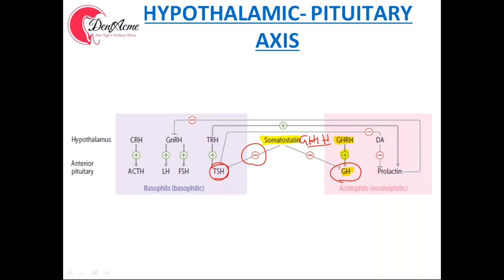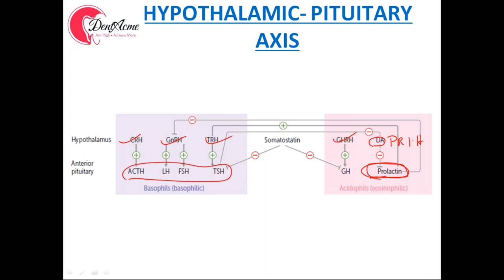And lastly, we're going to talk about dopamine, which is also sometimes known as prolactin inhibiting hormone, which inhibits the release of prolactin. So normally the release of prolactin is kept under check. As you can see, all the other hormones mainly are stimulating the anterior pituitary hormones, but the release of prolactin is kept under check normally by dopamine, right? This is also known as prolactin inhibiting factor.